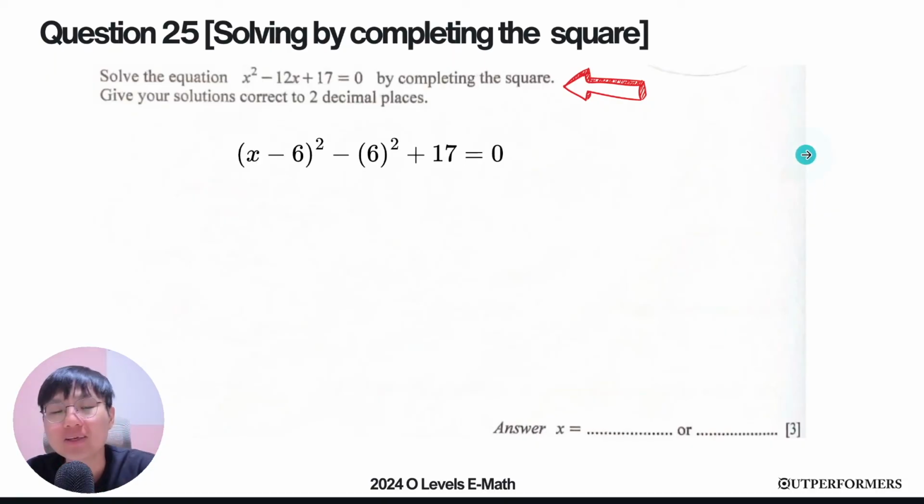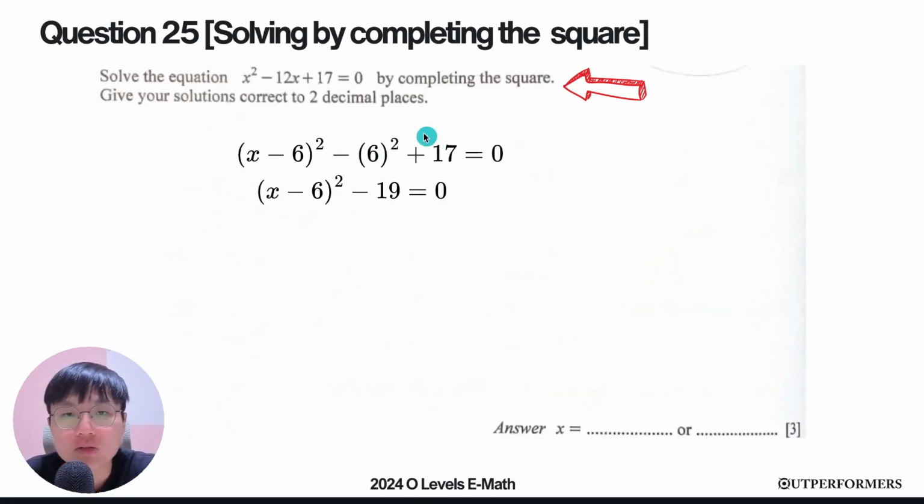Alright, so firstly, we need to change this to the completed square form. I love to start off with the bracket square minus bracket square, and I always know that this number and this number will be the same. That's how I usually start completing the square. And of course, the plus 17 always follows through. And then we can combine the two numbers at the end to give us negative 19 here.